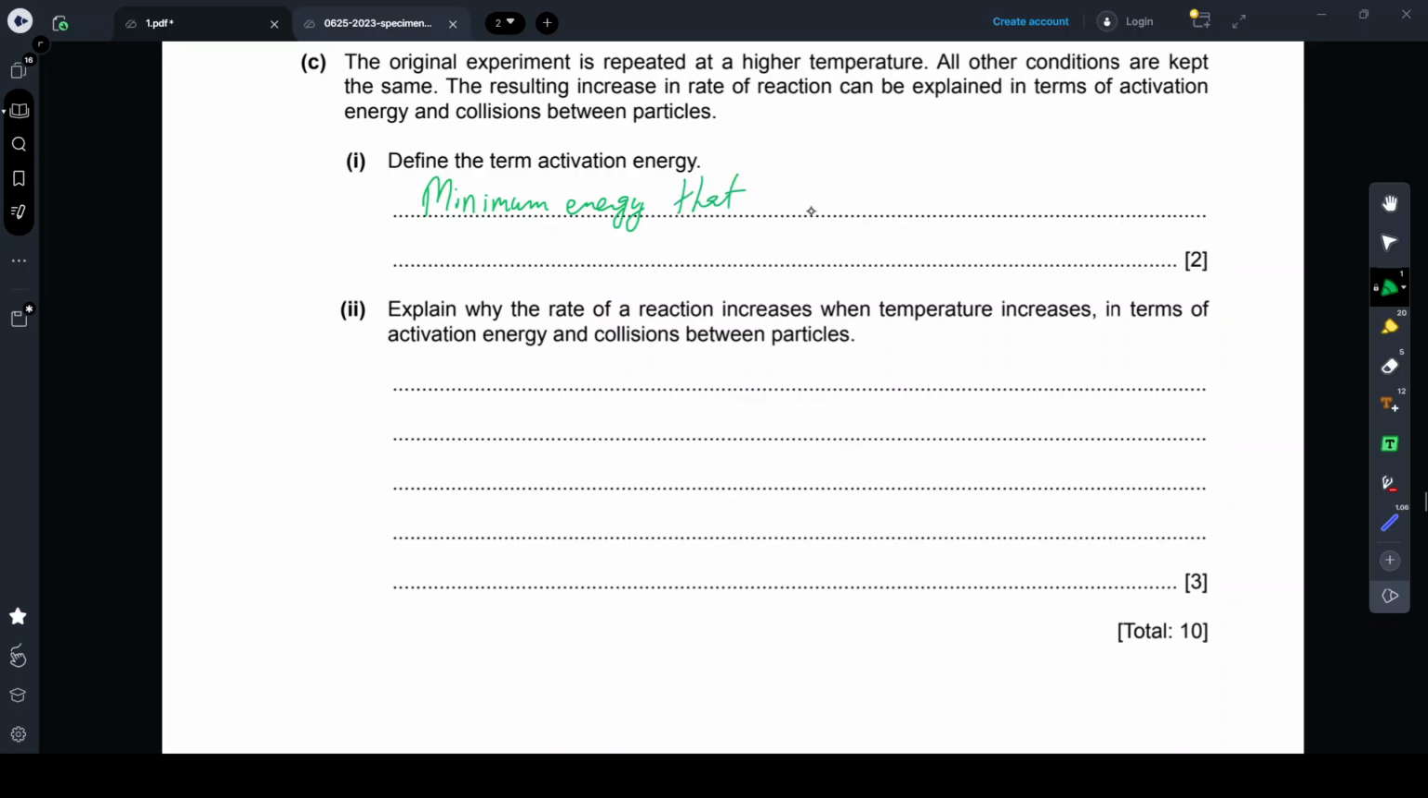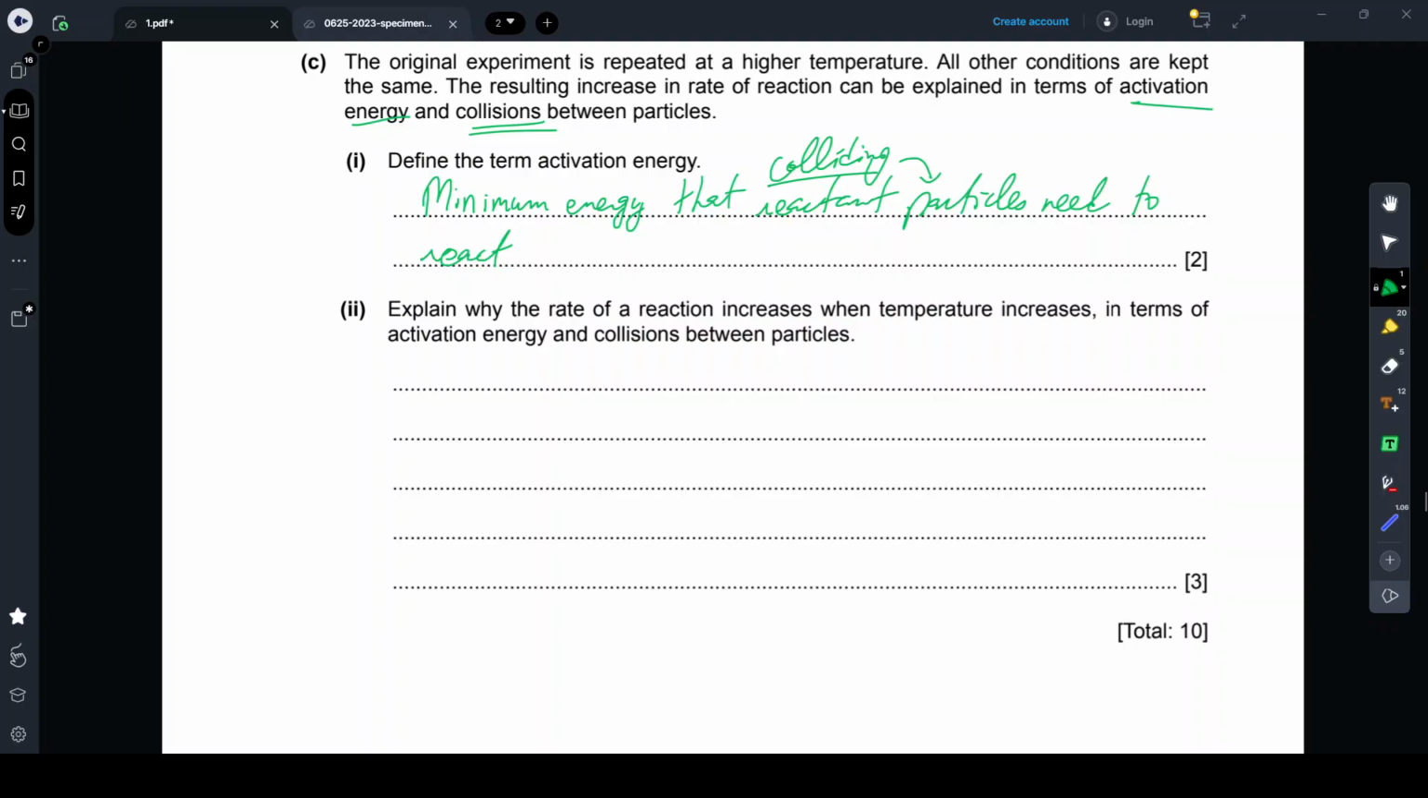that reactant particles need to react. Now, this is correct, but because they want it in terms of activation energy and collision, instead of saying reactant particle, you want to say colliding particles. Okay. The minimum energy that colliding particles need to react.